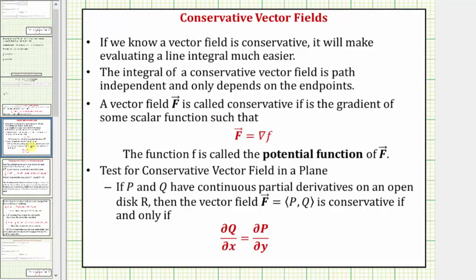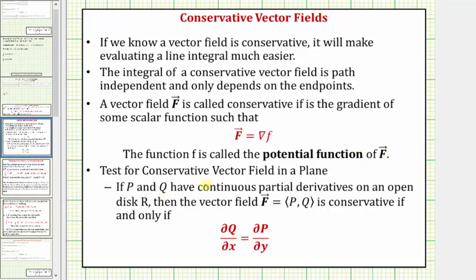For a quick review, if we know that a vector field is conservative, it will make evaluating a line integral much easier. The integral of a conservative vector field is path independent and only depends on the endpoints. A vector field F is called conservative if it is the gradient of some scalar function little f such that the vector field F equals the gradient of little f. And again, f is called the potential function of the vector field F.